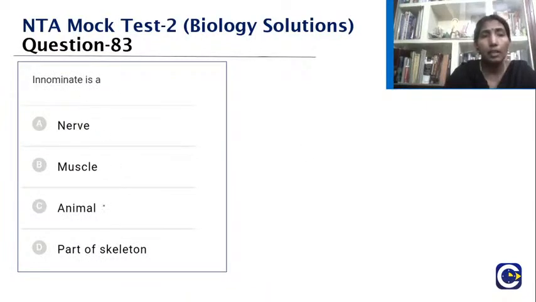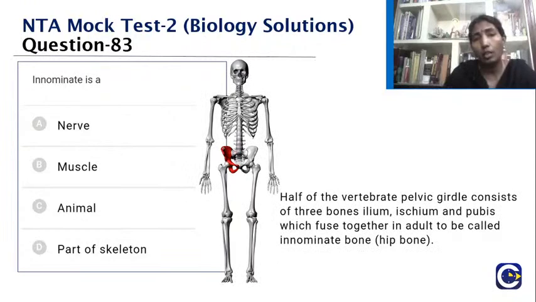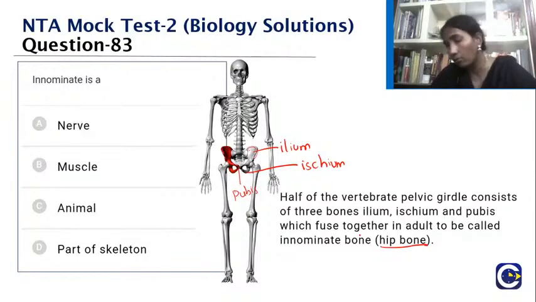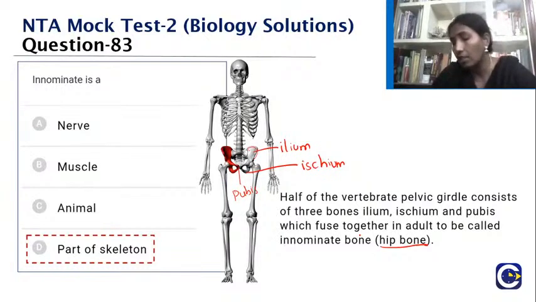Innominate is a nerve, muscle, animal, or part of a skeleton? It's actually a part of a skeleton. It's not to do with a nerve or a muscle or an animal, because we know the hip bone. The other name for the hip bone is the innominate bone. See, this part is called the ilium. The part where we are sitting is called the ischium. The front portion is called the pubis. So the fusion of these three bones forms the hip bone. In adults, the fusion of these three bones we call the hip bone. So the answer is, it is a part of the skeleton.